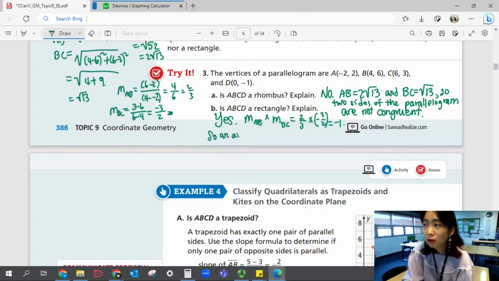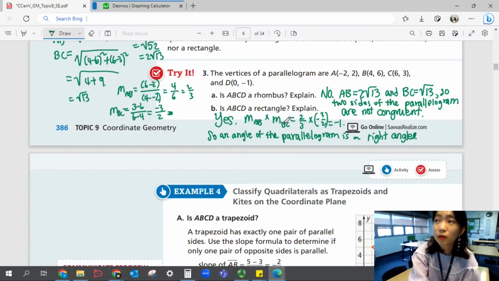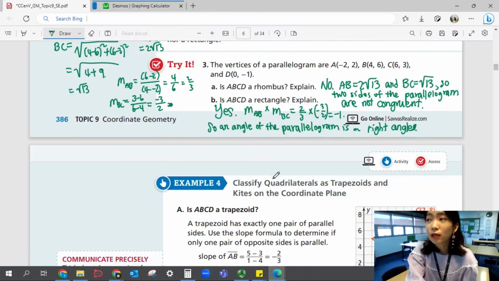So an angle of the parallelogram is a right angle, and if one angle is a right angle, because it is a parallelogram, all angles are right angles. Okay, so it is a rectangle. All right, that was example number 3. Let's look at example 4.